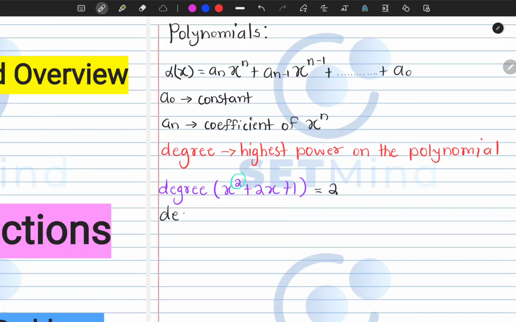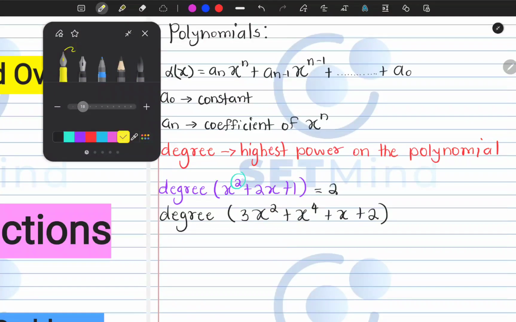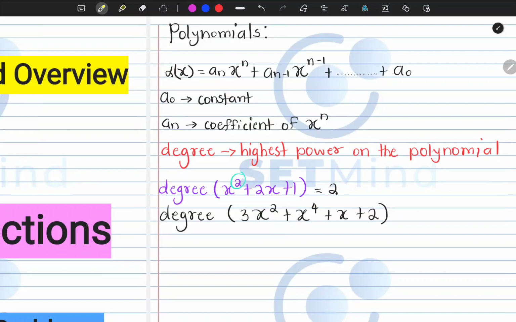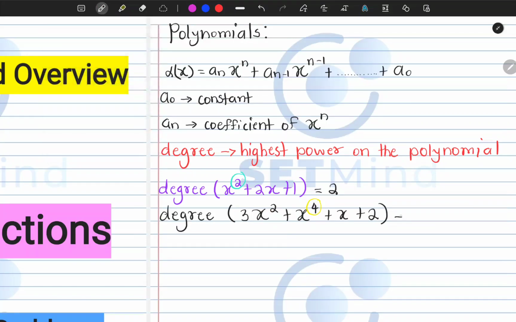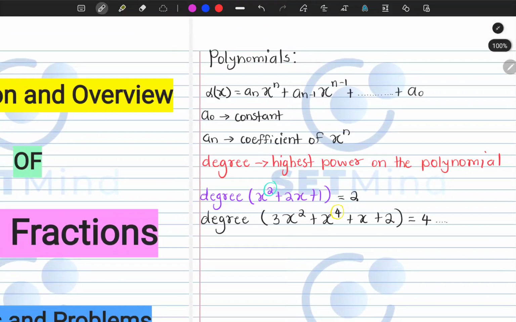And if we quickly consider another example where we're looking for the degree, and what we have is 3x to the power of 2 plus x to the power of 4 plus x plus 2, we will look at this polynomial and ask ourselves, what is the highest power which we see here? If you look carefully, we see it where we have x to the power of 4, which means the degree of this polynomial is simply equal to 4.